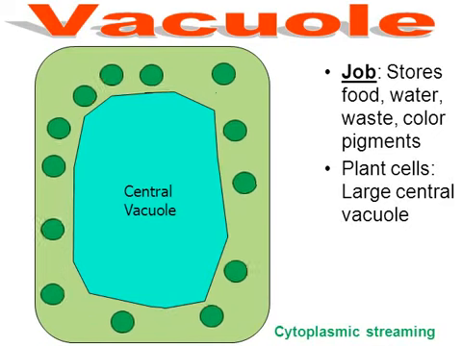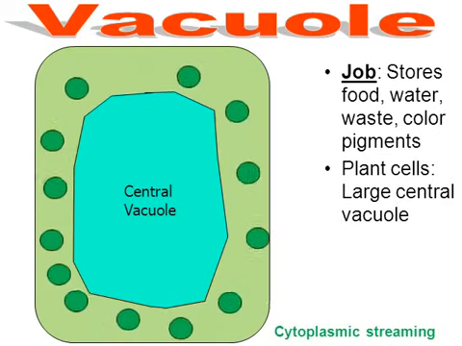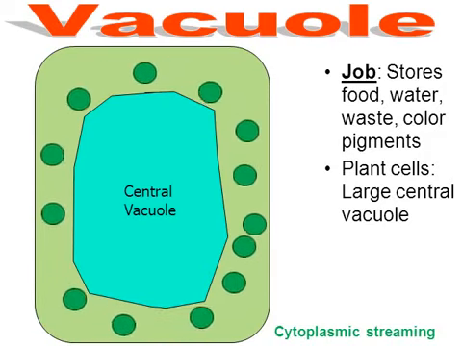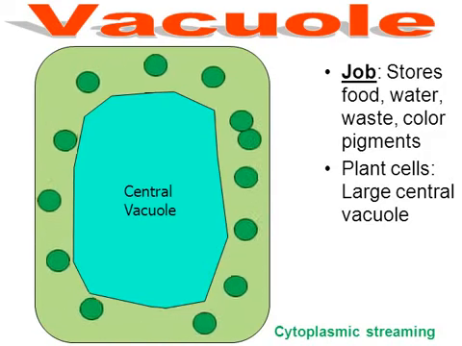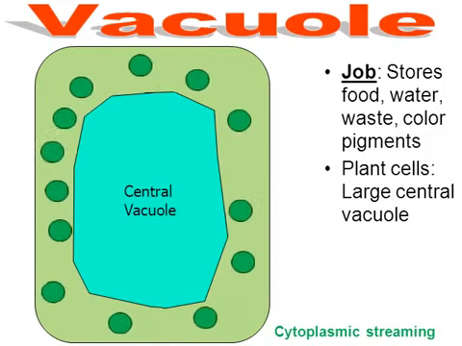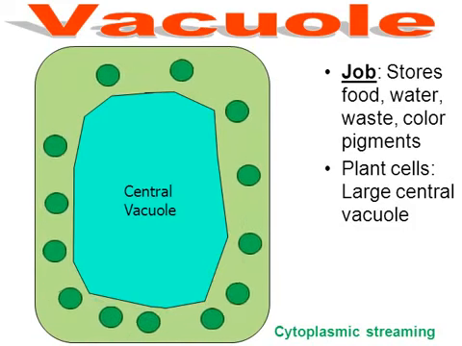When we look at this little animation right here, again, I mentioned cytoplasmic streaming earlier. The green circles represent chloroplasts, but they're all kind of revolving around the central vacuole. And so the central vacuole is often so big it will push the other organelles to the edge of the cell.